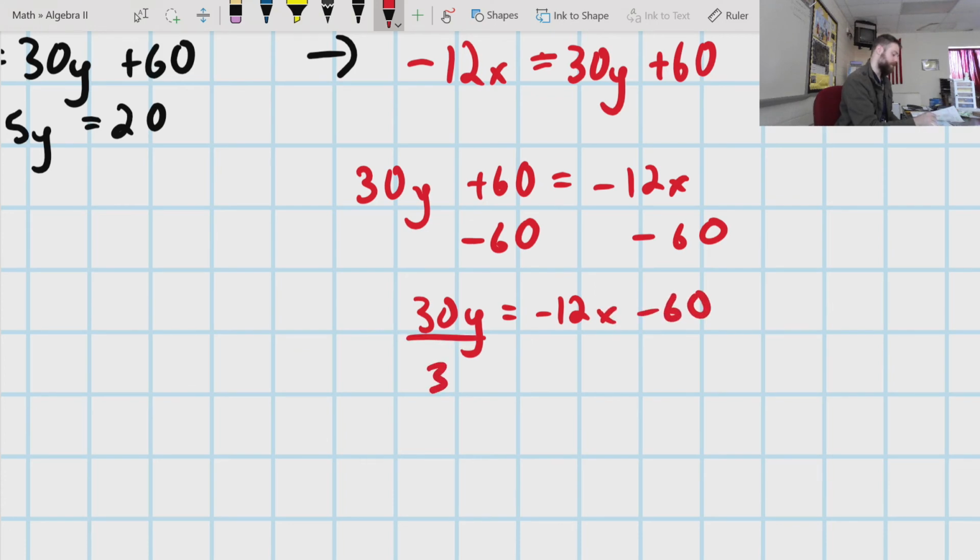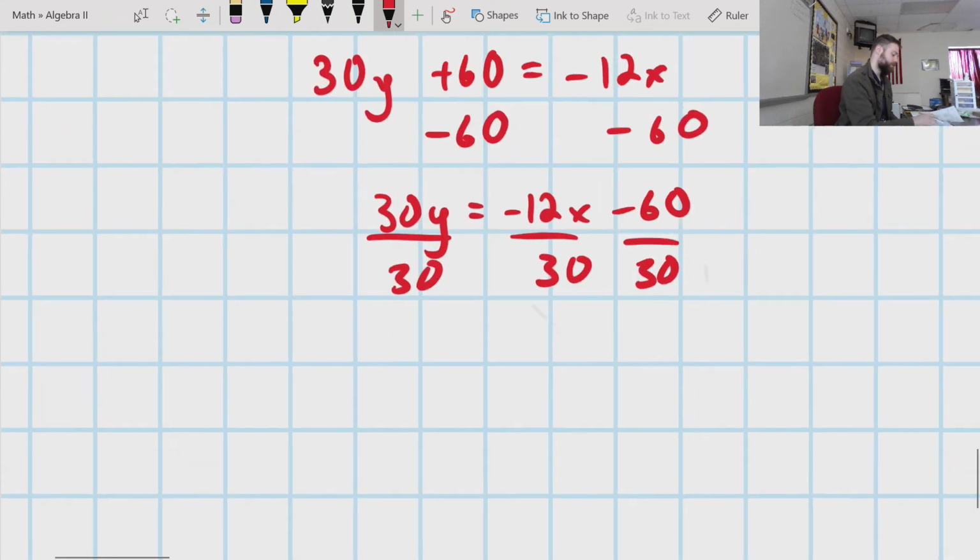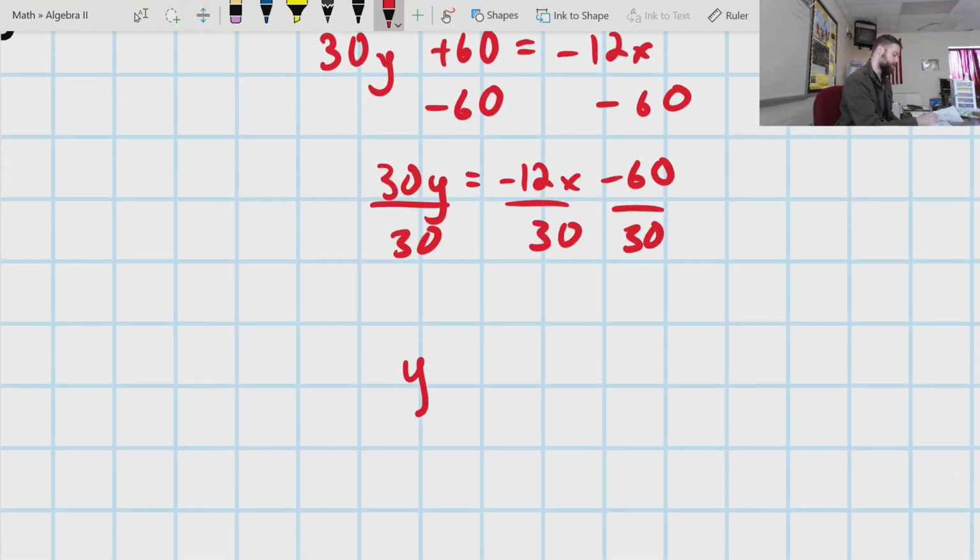And I can divide 30 on both sides. So I get y equals negative 12 divided by 30. Well, I can divide 12 by 6, which is negative 2, and then I can divide 30 by 6, which is 5. So negative 2 over 5x. And then negative 60 divided by 30 is negative 2.